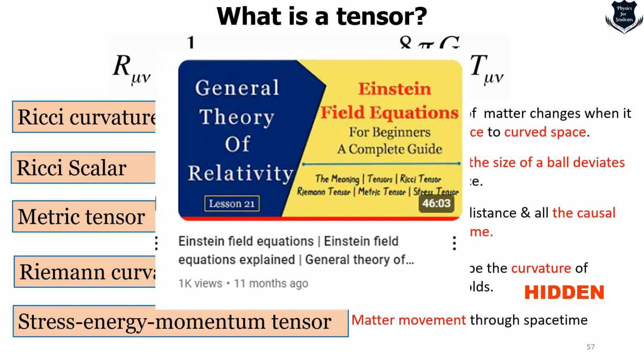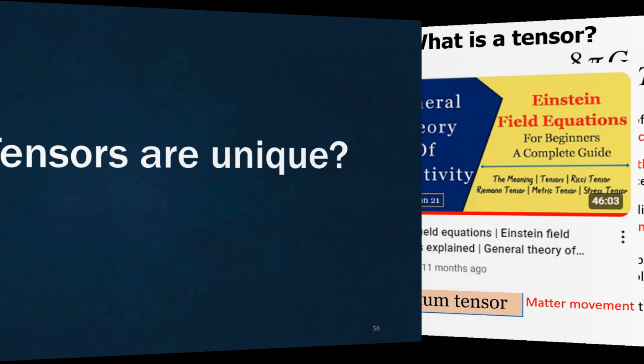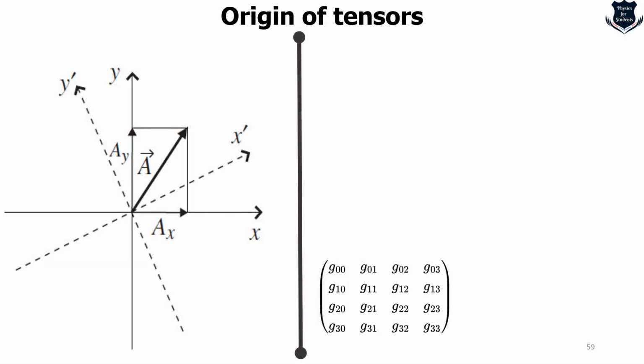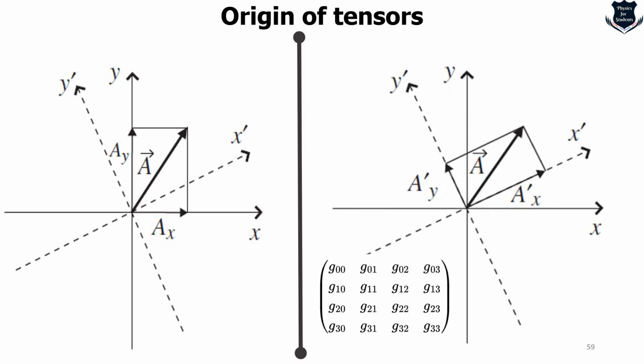So we understood what a tensor is. And the question is, what makes tensors so unique? The answer is that if I take this kind of frame of reference and rotate it to the right-hand side of this illustration, then this AX and AY in the original figure get stretched into A prime X, and A prime Y becomes a little bit smaller, isn't it?